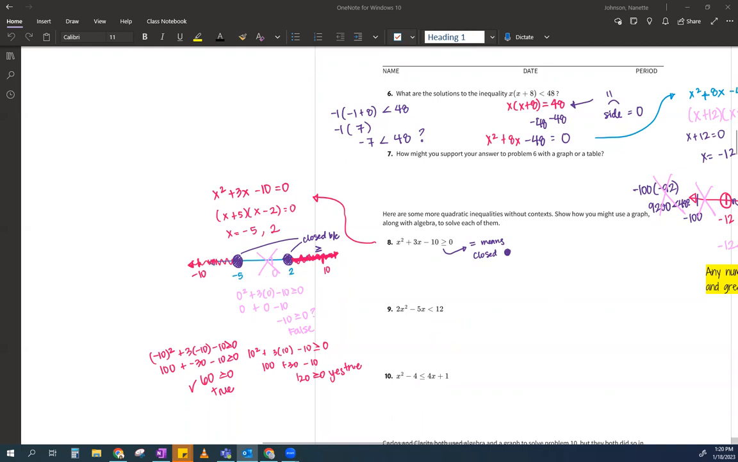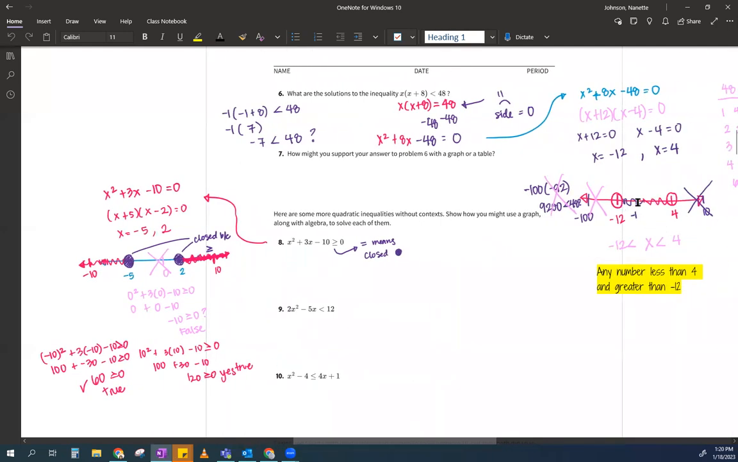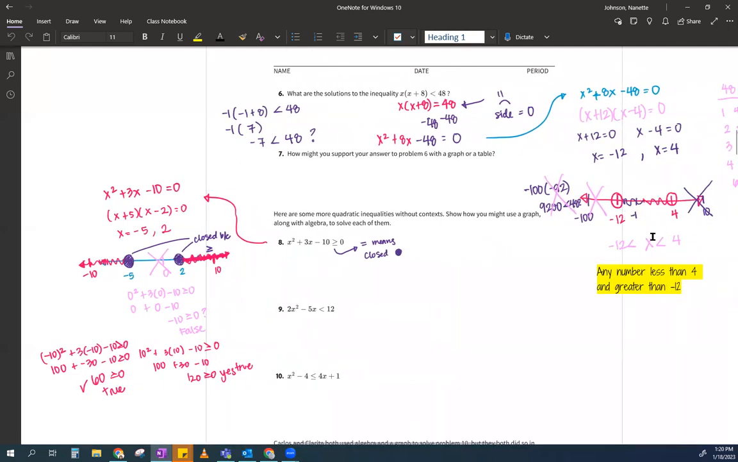Now here, we described this one as it, because it's in between, you write x is less than 4, greater than negative 12, because it was in between. Because this is not in between and it's two pieces, I have to write it out as two pieces, right? So I'm going to write this out as two pieces. It doesn't matter which piece you write first. I usually work from left to right.